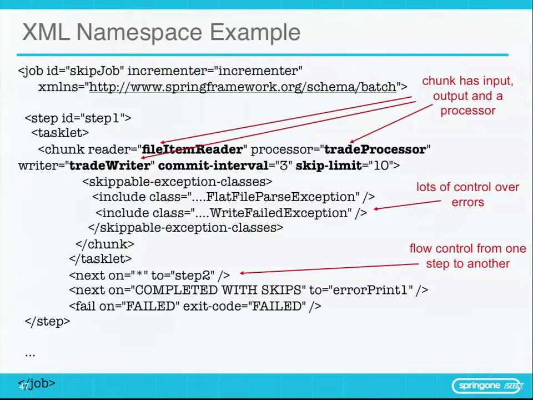Here's a very, very complicated, overly complicated example, just to show you every possible permutation of every option. So I've got a step. It has a tasklet, the chunks inside the tasklet specify readers, processors, writers, skip limits, and all that stuff. And you can actually see I've enumerated which exceptions are skippable. So for example, if I get a FlatFileParseException, then I can say I want to skip this record, just move on. We don't care, ignore it, and you'll actually be able to see which lines were skipped in the database.